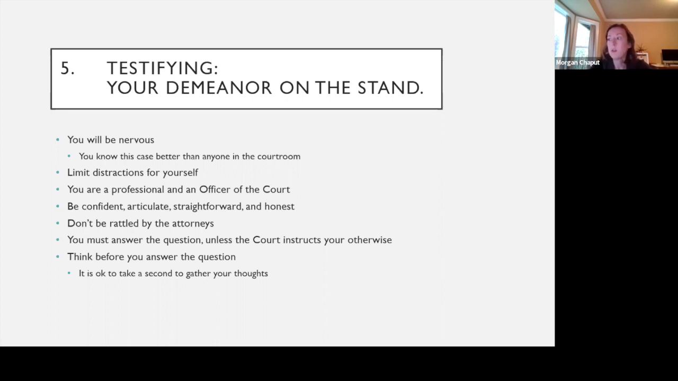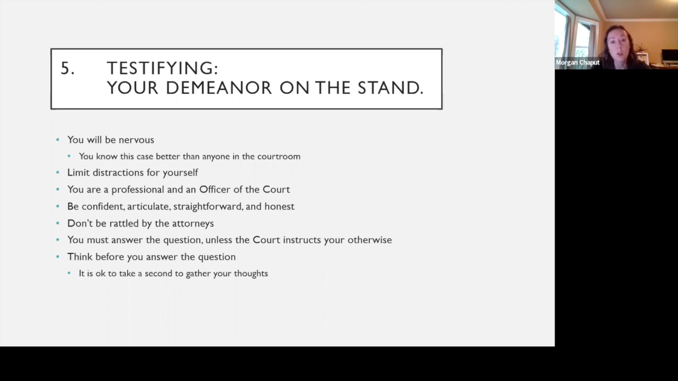Okay, so testifying on the stand. Your demeanor on the stand. Like I said, you're going to be nervous. That kind of goes without saying. But as I mentioned before, you've probably been on this case longer than anybody else in that courtroom, and you probably know this case better than anybody else in that courtroom. So have some confidence in that as you go in, that you really know this case very, very well.